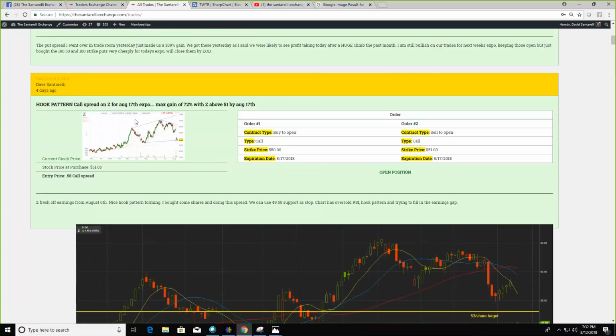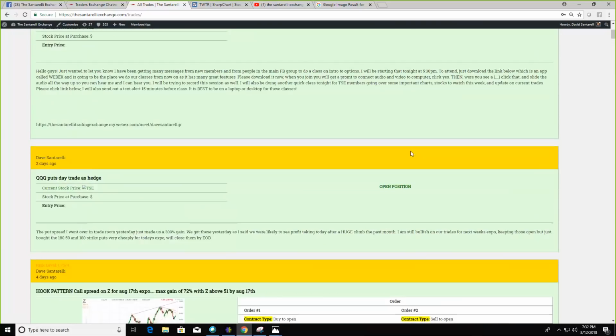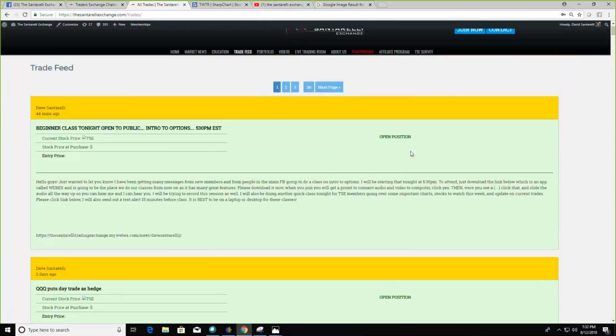Here's a hook pattern trade we made on Zillow, the 50-51. Still very bullish on that, even though Zillow had a pretty bad day on Friday, along with the market. But when you're looking at that, you could say, hey, the general market was down. It wasn't that particular stock. It wasn't that particular sector. It was the entire market. So we could go into trade management and all that another day. But that's what you're looking for.